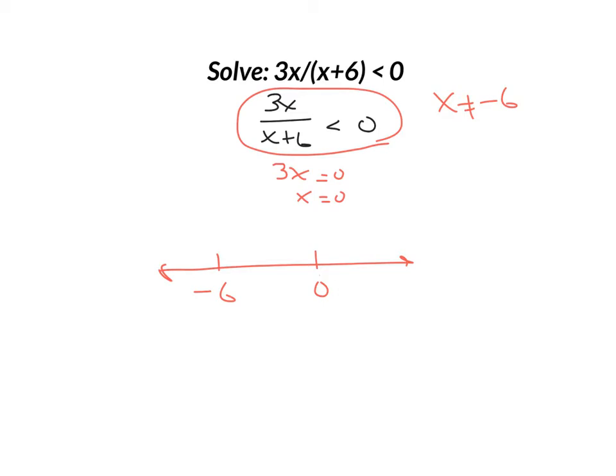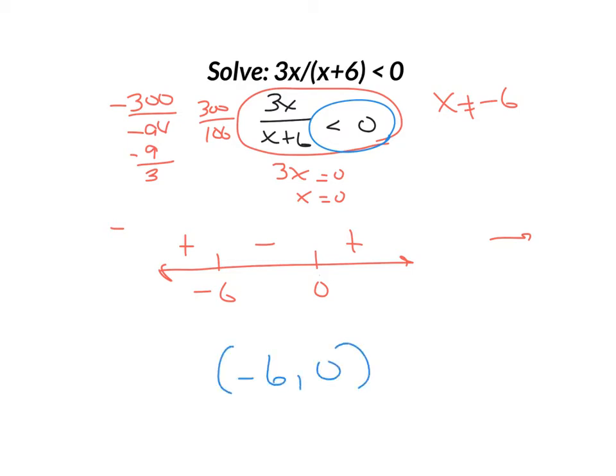Now I'm going to plug points in like I did yesterday to see what happens. If I plug in a big negative number over here, like negative 100, that'd make the top negative 300. The bottom would be negative 94. Negative divided by negative is a positive. That's all I really need to know. Let's try a big number on this side, like a positive 100. That'd be 300 on top and 106 on the bottom, so positive. And I have a feeling the middle part is going to be negative. So let's try negative 3. If I plug in negative 3, I get negative 9 on the top, positive on the bottom. That's negative. What I'm looking for is where the function is less than 0. Well, it's less than 0 between negative 6 and 0. So my answer is between negative 6 and 0.